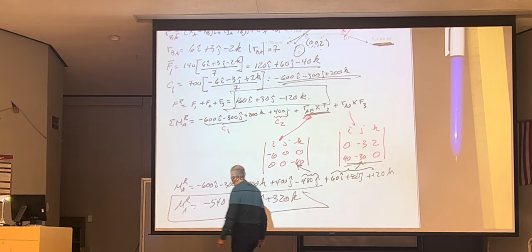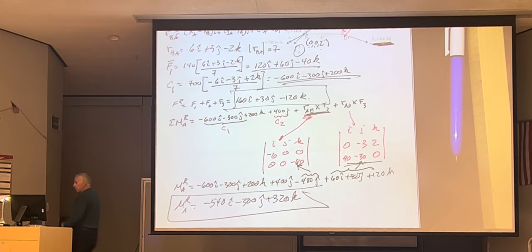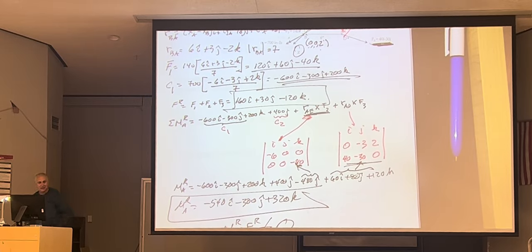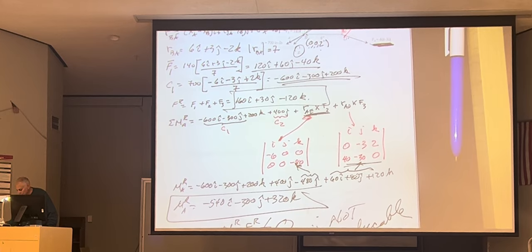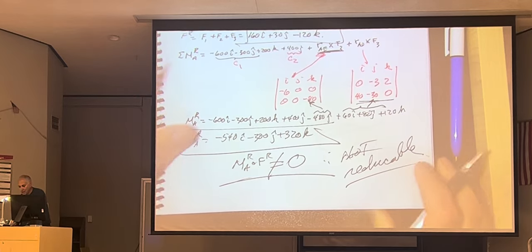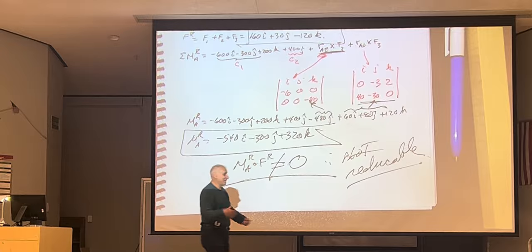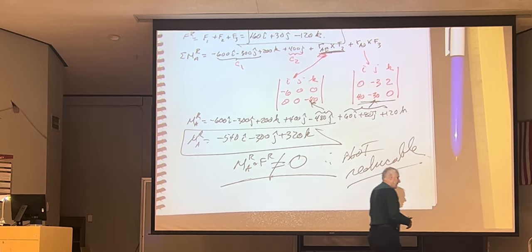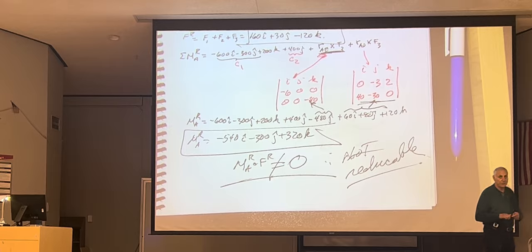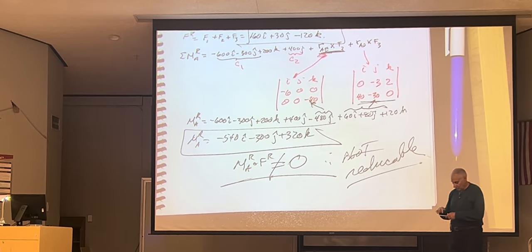The question becomes, can I reduce this down to a single force? Well, here's where the litmus test comes in. Moment A resultant dotted with the force resultant. If you do that, it does not equal 0. Therefore, not reducible. And on the test, that's all you have to do. Do the dot product and tell me it is not reducible. Questions?